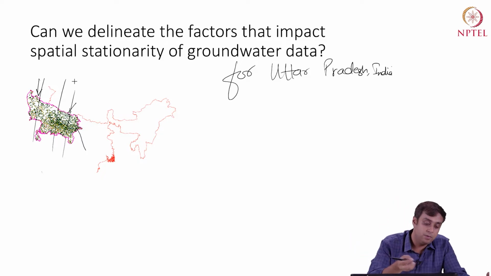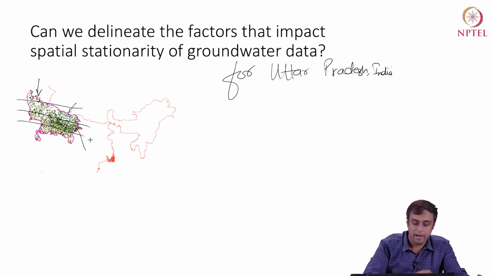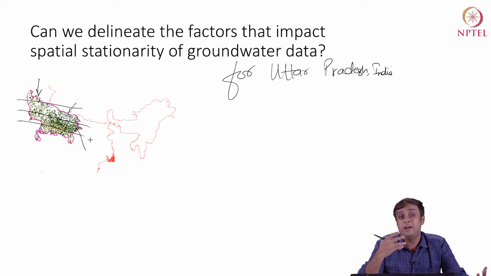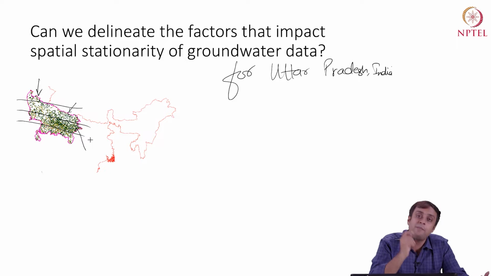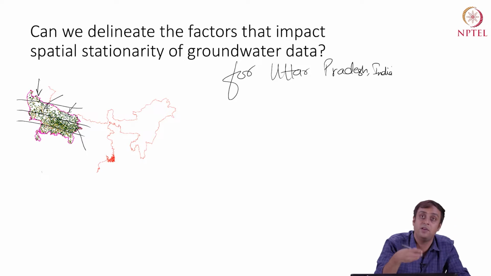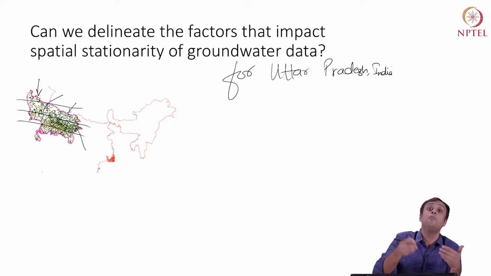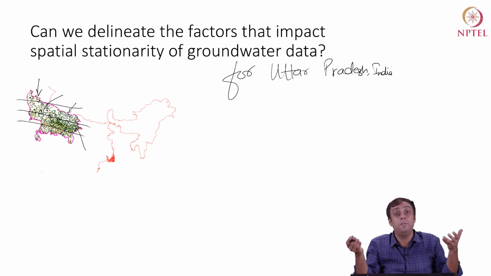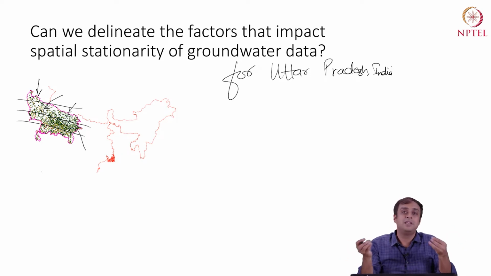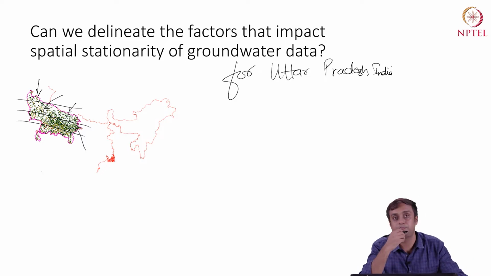Should I divide them vertically, or should I be dividing them horizontally? What should I do? Quite clearly, such a decision should not be arbitrary, right? Because once I define my stationary domain, only then can I say the average level of groundwater in that domain. Unless I have claimed or argued that UP is spatially stationary, I cannot say what is the average level of groundwater. So the mean statistic is not defined unless I'm able to claim stationarity.